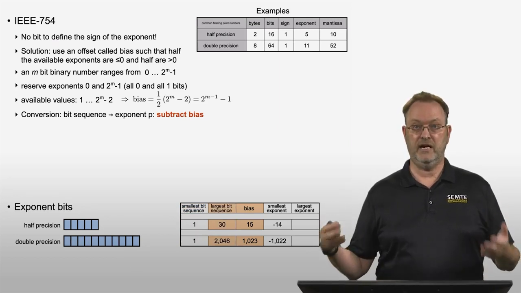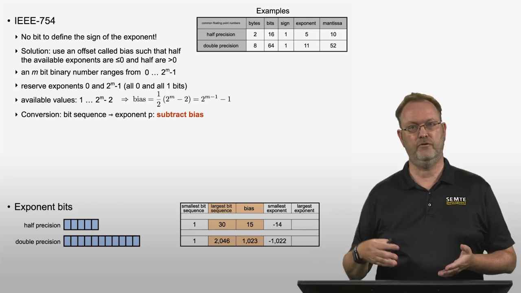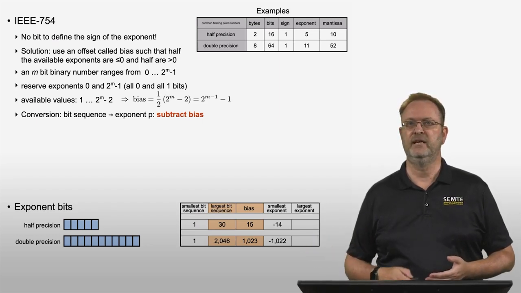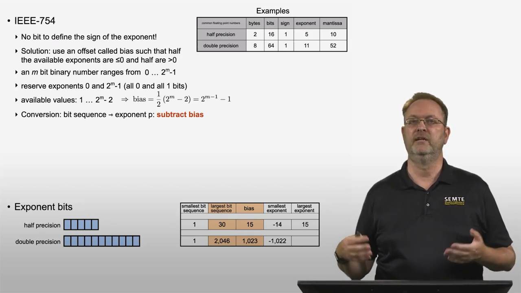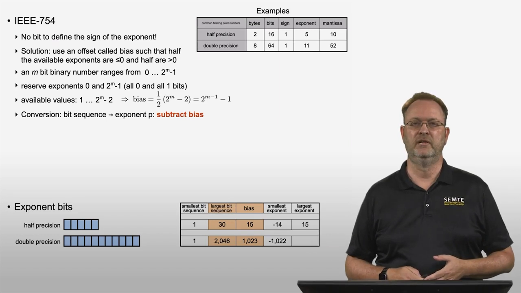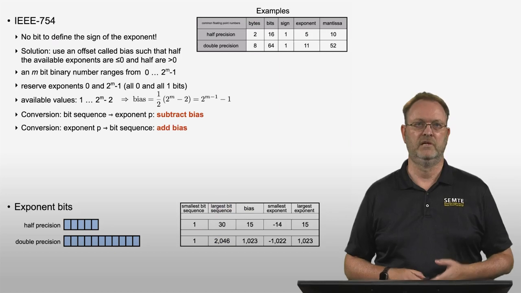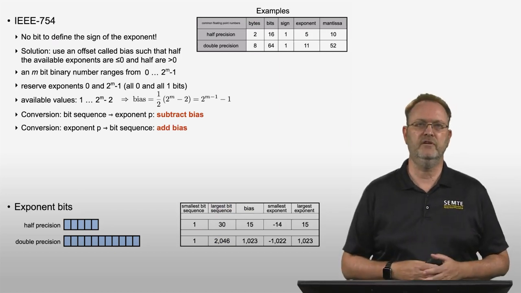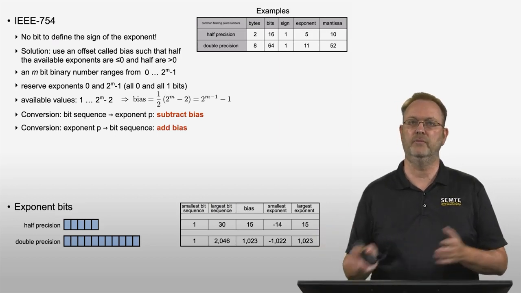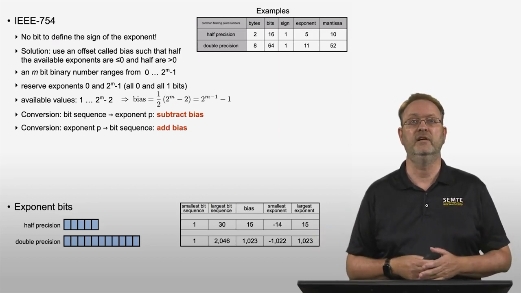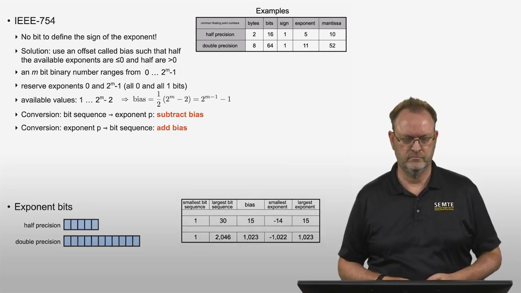Similarly, the largest possible exponent is, in terms of bit sequences, 30. Now we subtract the bias. That means that for a half precision number, the largest possible exponent is 15 as a decimal number. And for double precision numbers, it's 1023. Now, if we want to go the opposite direction, convert a true exponent p to the bit sequence, we have to do the inverse operation. So instead of subtracting the bias, we have to add the bias.